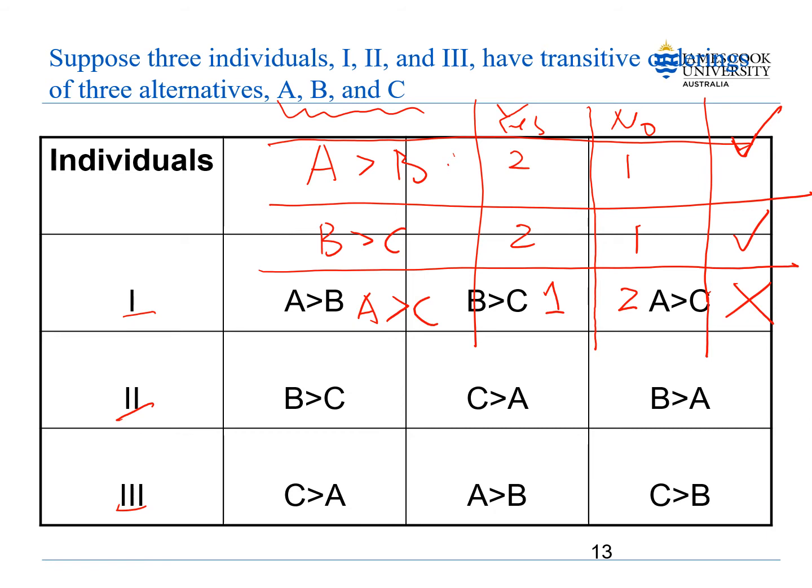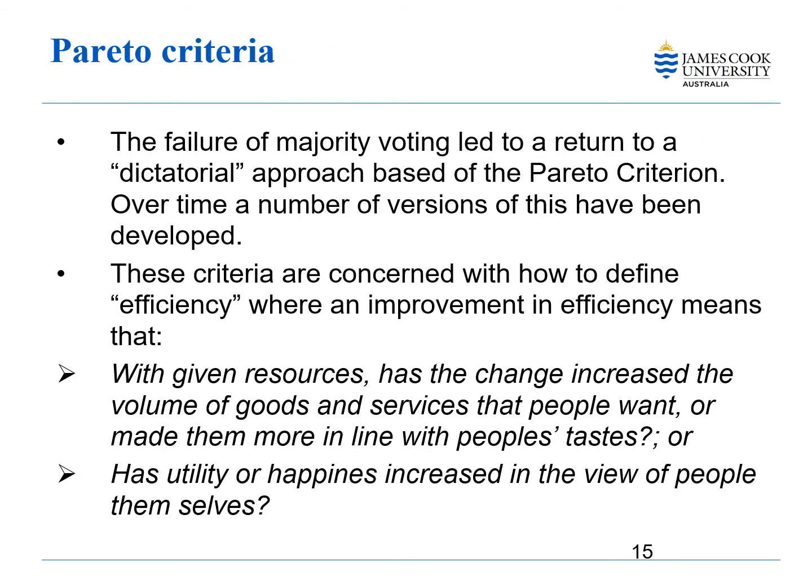So now we have this situation. The society says that A is better than B, B is better than C, but A is not better than C. So now we end up having this conflicting ordering. The society's ordering is not logical, not transitive. And this is something that we don't like. All right, so majority voting kind of fails here. So it leads to a return to a dictatorial approach based off the Pareto criteria.